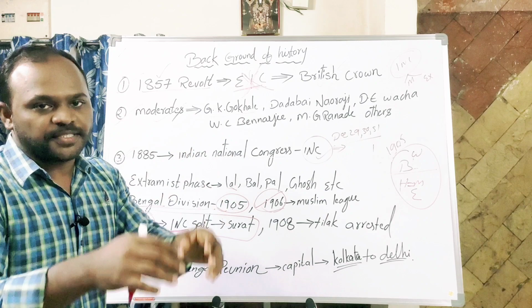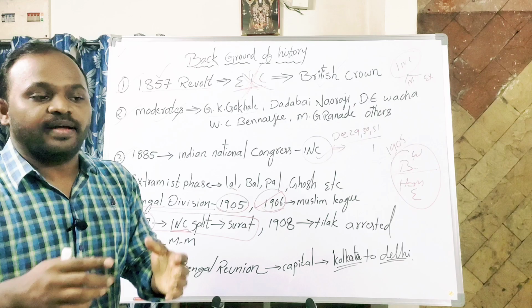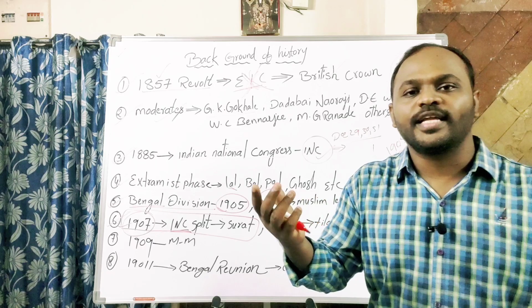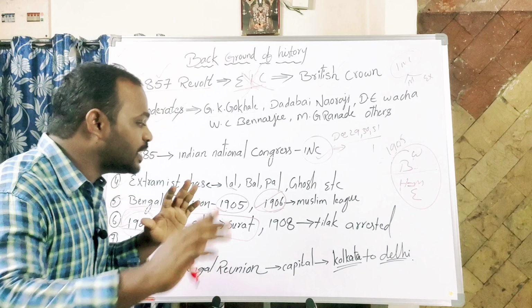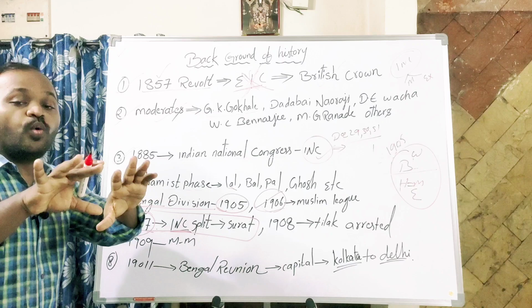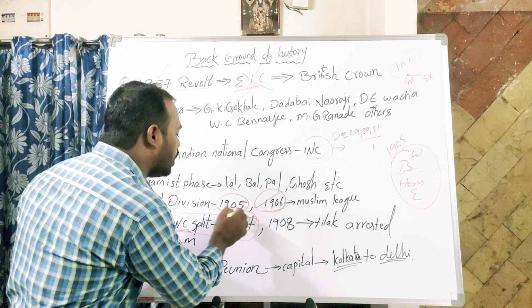The Indian National Congress split into two groups. When it split into two groups, again the British became more advantageous. Why? No unity among the Indians. They can rule India for a longer time, right? So this is very, very important. What happened? In 1907, the Indian National Congress split into two groups at a place called the Surat Session.